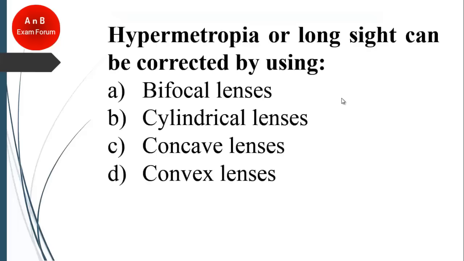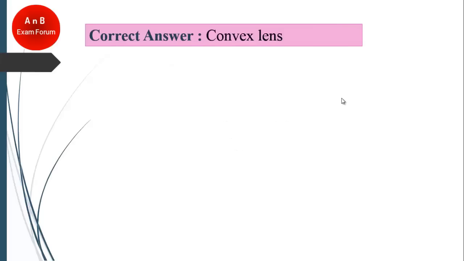Coming to the next question, this is again a very important question. Hypermetropia or long sightedness can be corrected by using which lens? Okay, first of all, you should know what hypermetropia or long sightedness is. In hypermetropia, the people won't be able to see nearby things, okay, but they can see distant things. And this can be corrected with the convex lens. You are right, this can be corrected with convex lens.